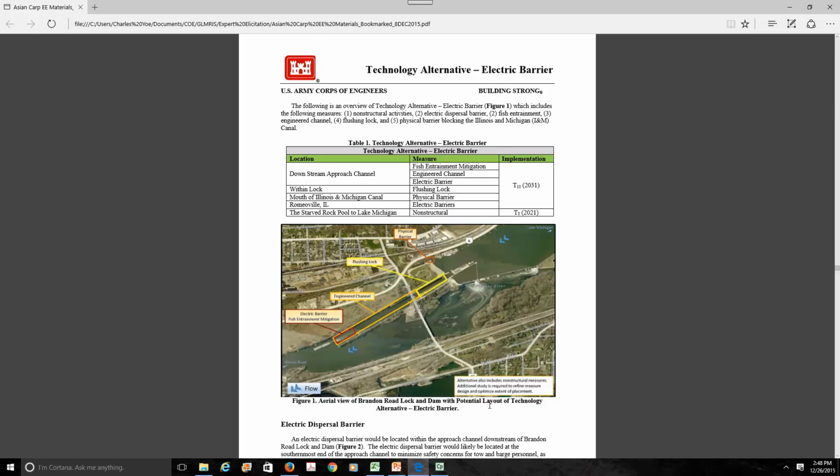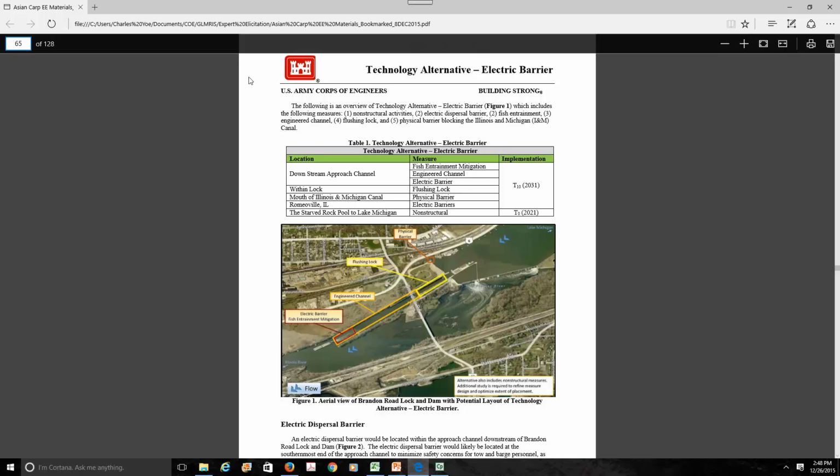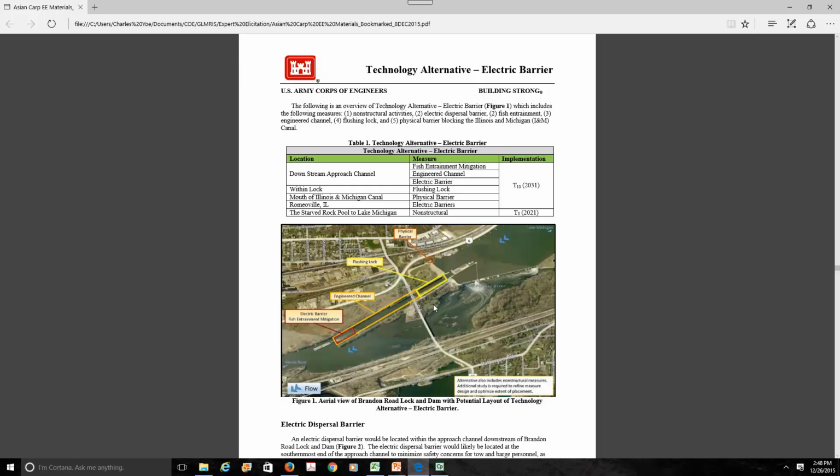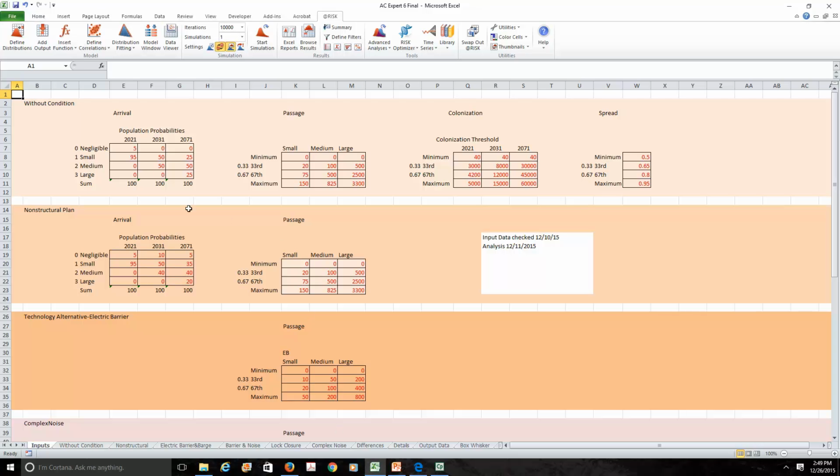In the process of doing so, we would always begin by reviewing the read-ahead materials and explaining how the different elements of the plans work. This is the electronic barrier that you're looking at here. So it has an electric barrier and a fish entrainment mitigation. It has an engineered channel, a flushing lock, a physical barrier. All the features of this model would be reviewed, and the expert would be reminded that the non-structural measures would be in place. And so this was all in preparation for the elicitation of the values that you see here.